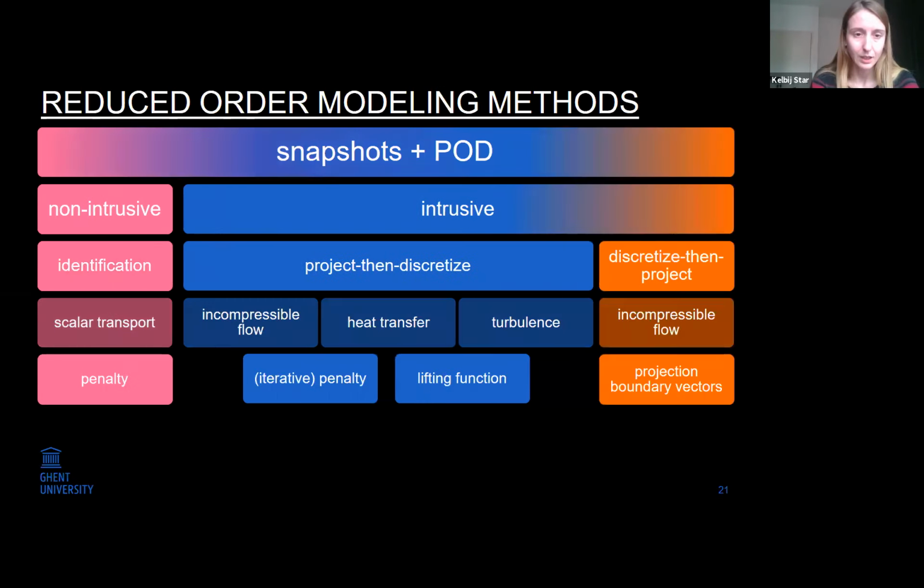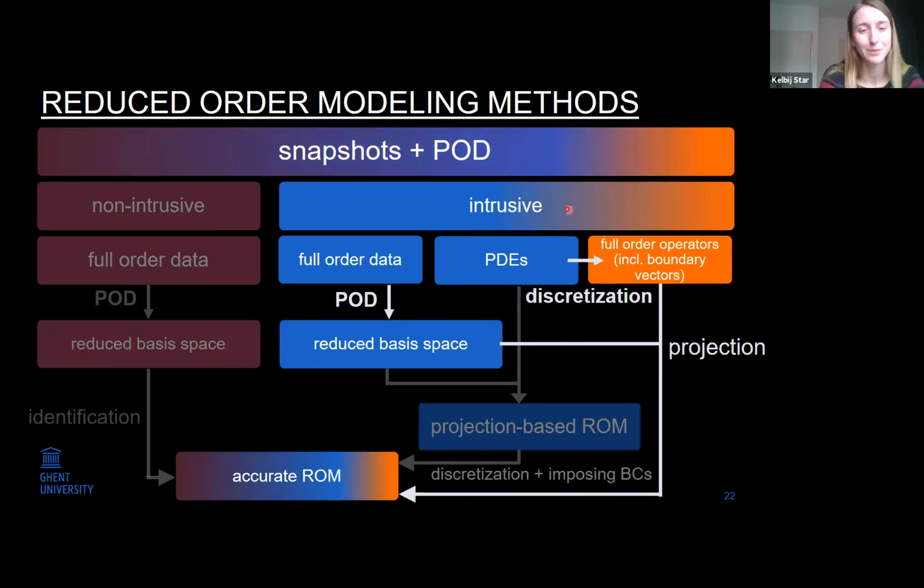So I will introduce now a third approach, and that's what I call the discretize and project approach. And then there's something like projection of boundary vectors. So it's not an additional method to really enforce the boundary conditions, but what we'll see will become clear in the next slide. So the principle is the same, because it's an intrusive approach. So we start again from full order data, apply POD to get a reduced basis space.